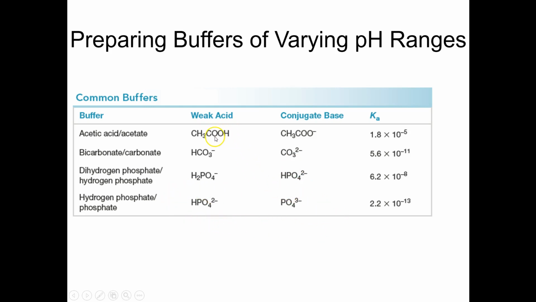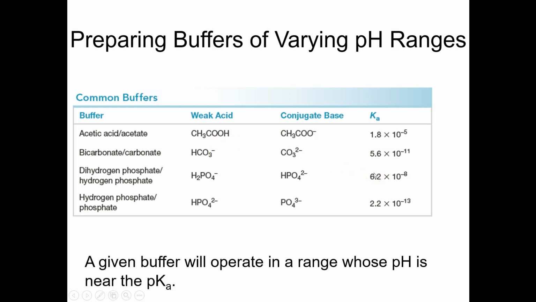In each of these cases, we've got a combination of a weak acid and its conjugate base. And we have a list of K values here for each of these weak acids. If we calculate the pKa for each of these, that gives us a reasonable range of pHs in which we could use that buffer. So we could make an acetate acetic acid buffer to cover a range between, say, 4 and 6.